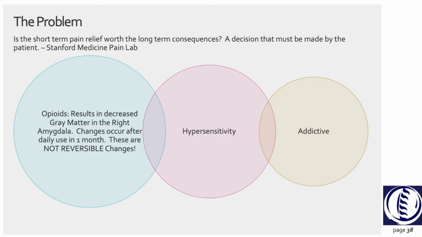So there are two primary problems with opiate usage according to Stanford Medicine Pain Lab. The first is the actual effect on you. The research has shown that opiates result in decreased gray matter in the right amygdala. These changes occur after daily use for 1 month, and these changes have been shown to be irreversible. In addition, you can develop hypersensitivity, meaning that this treatment will actually cause more pain, and the treatment can be addictive.